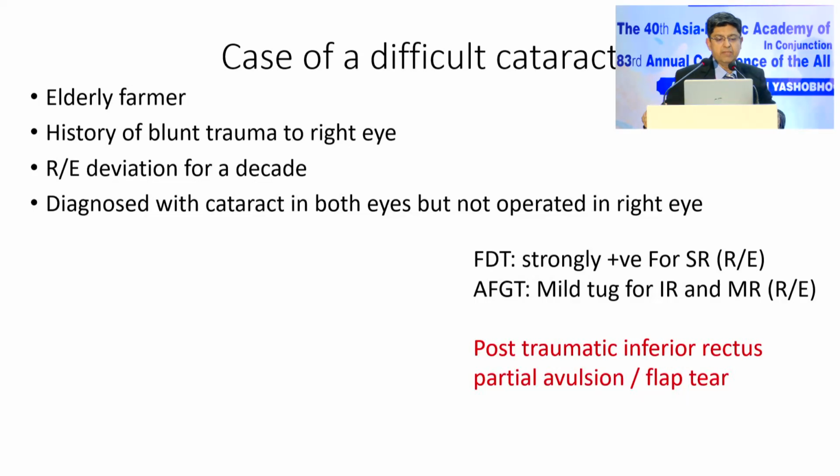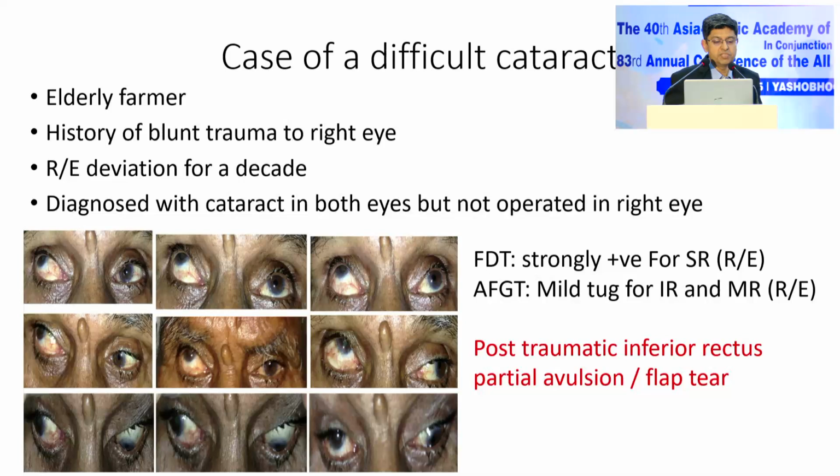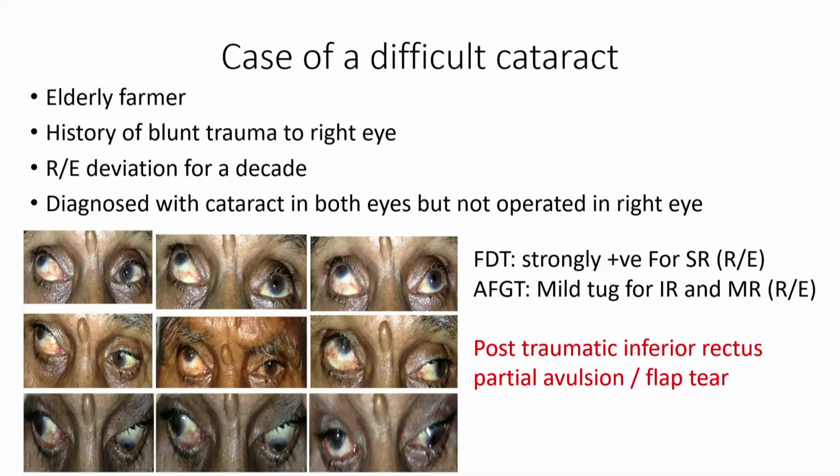This was a patient who came with a history of blunt trauma to the right eye, and he had this deviation for a decade. He had cataract in both eyes. The unaffected eye was operated, but this eye was not because of the position that we'll just see. So this was the position of the eye, very hypertropic and tough to get the cataract surgery done.